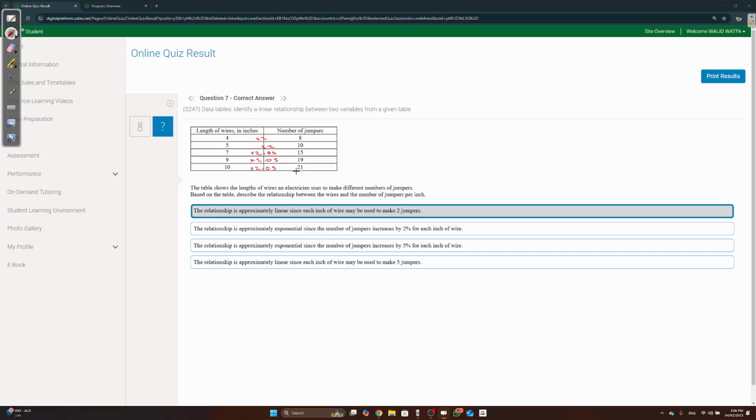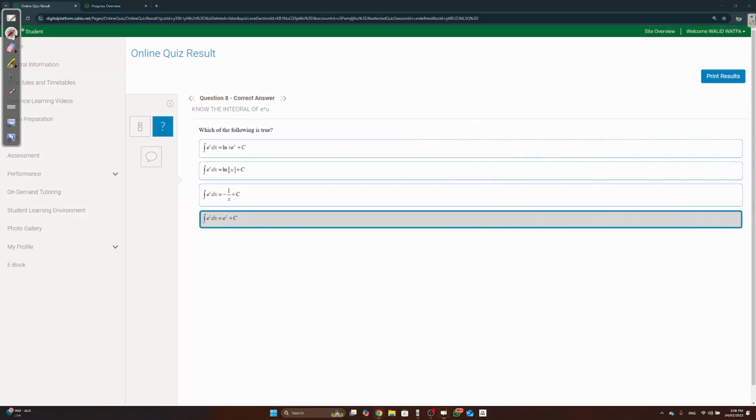This is 2.05, for sure. Okay, for sure it's going to be approximately linear, since you're multiplying by 2 almost every time. Since each inch of wire may be used to make 2 jumpers, it's not going to be exponential. You're going 2, 2, 2, 2, 2 every time. It's definitely not going to be exponential. This one is correct linear, but they said each wire is used to make 5 jumpers. No, it's 2 jumpers.